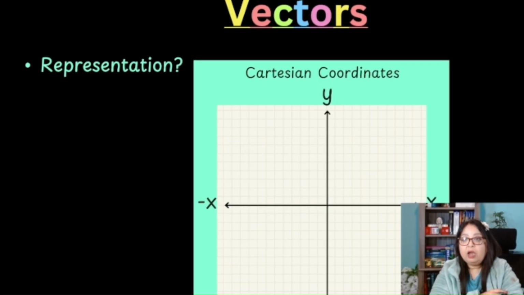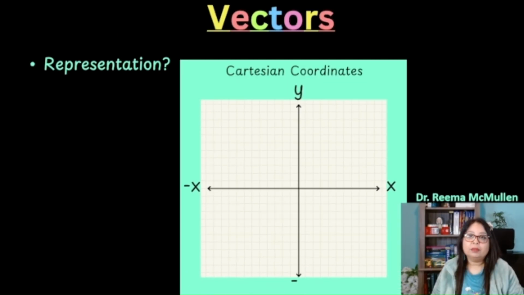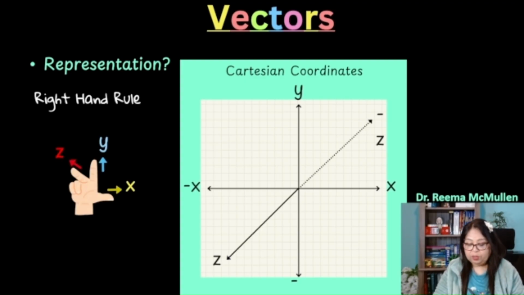Representation. Now we're going to talk about Cartesian coordinates. I'm sure you're all familiar with Cartesian coordinates, our old friend X, Y, and Z coordinate system. In Cartesian coordinates, we know that there are 3 axes, X, Y, and Z, and these 3 axes are related to each other by the right-hand rule.